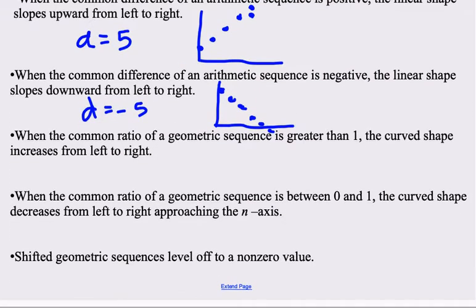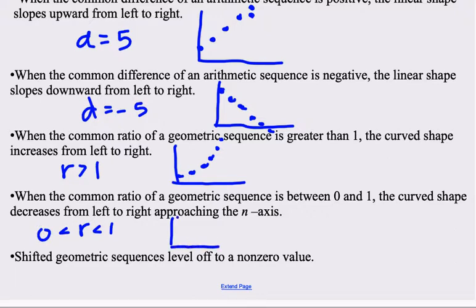seems fairly straightforward. The next one: when the common ratio of a geometric sequence is greater than 1, the curve shape increases. So remember, if that ratio is greater than 1, we're having geometric growth, so it would make sense that the curve will go up. Where if the common ratio is between 0 and 1, the curve shape will decrease from left to right. So that curve shape will head down. You could imagine if you connected these, it would go like that.